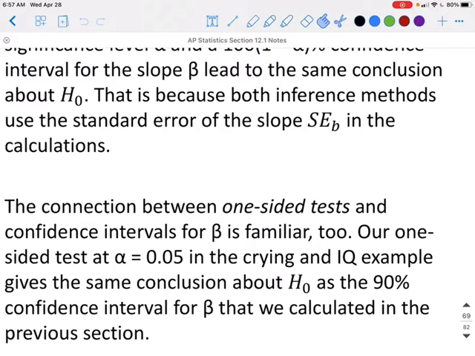Our one-sided test at alpha equals 0.05 in the crying and IQ example gives the same conclusion about the null hypothesis as the 90% confidence interval for beta that we calculated in the previous section.